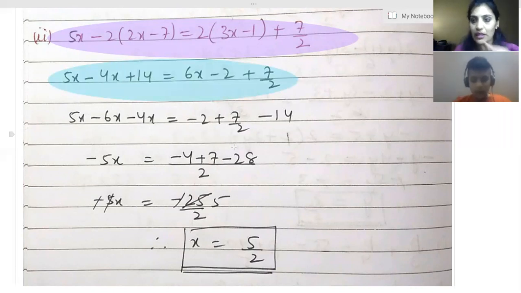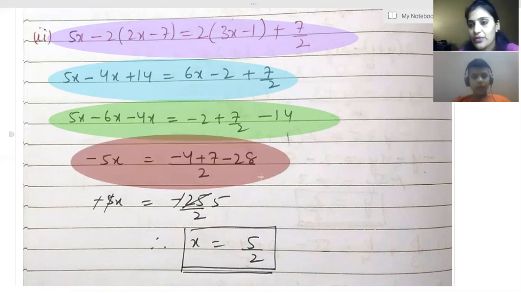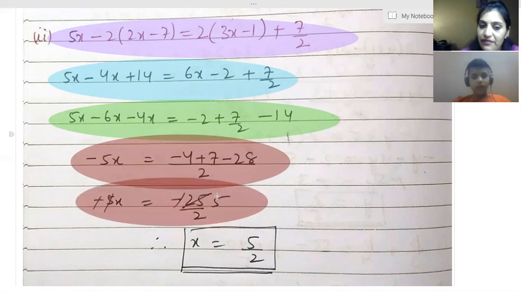Now again the step is we will collect all the x terms on one side. So it is 5x minus 6x minus 4x is equal to minus 2 plus 7 by 2 minus 14. Now as one of the numbers is in fraction form, we'll have to take LCM in order to solve that. So after taking the LCM, and side by side solving our x terms, I'm getting minus 5x is equal to minus 4 plus 7 minus 28 by 2. So I'm getting minus 5x is equal to minus 25 by 2.